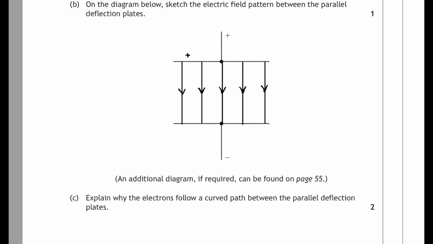1 mark there, and don't forget there's an additional diagram if you mess it up at the back of the booklet. And then in part C we've to explain why the electrons follow a curved path between the parallel deflection plates. Well, the top plate is positively charged and the bottom plate is negatively charged. And if we fire an electron in from the left hand side there, then it will be initially travelling with a constant velocity, but then when it enters the field, it's going to experience an electric force that will make it curve upwards. And this is a wee bit like an upside down projectile.